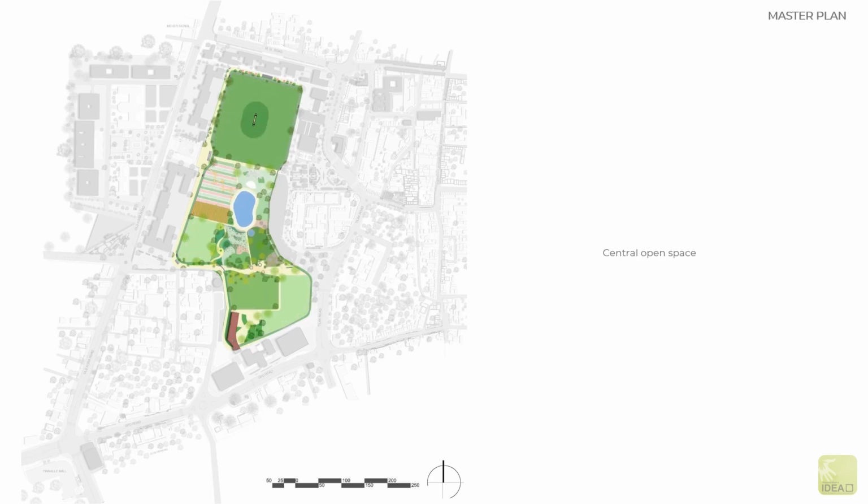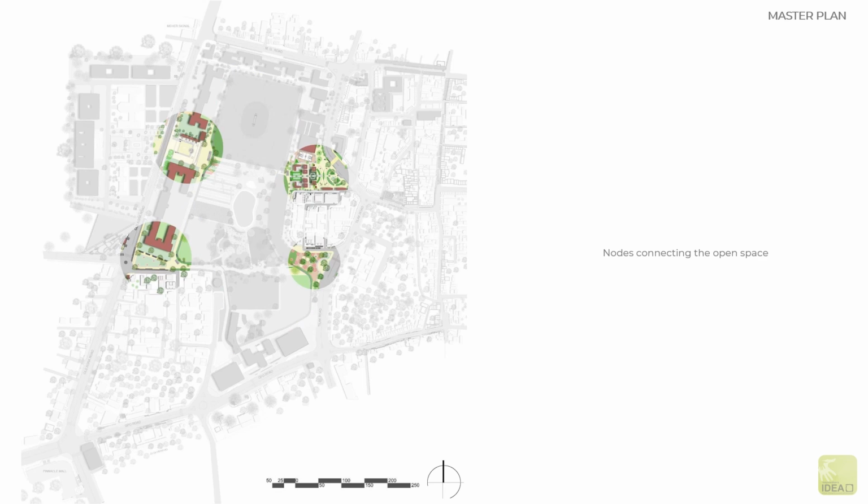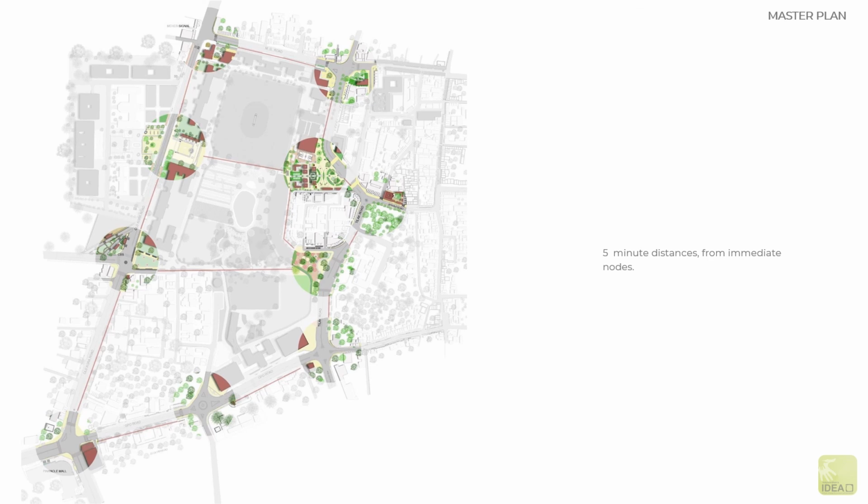The central open space serves the entire site, acting as a spillover for all activities happening around. The nodes are used as entrances to the open space, with various activities introduced at each node. All the nodes are within 5-minute walking distance of one another, and the extreme edges of the site are within 15 minutes of walking distance.